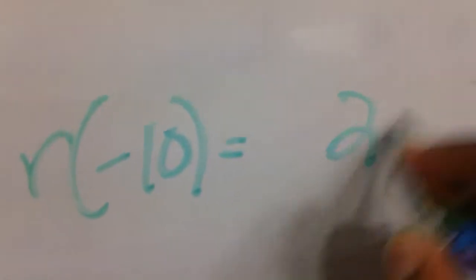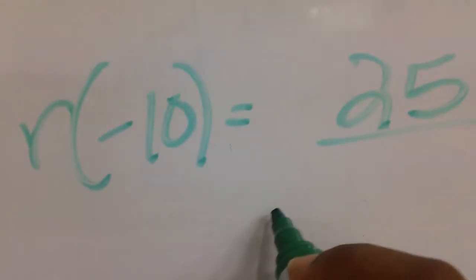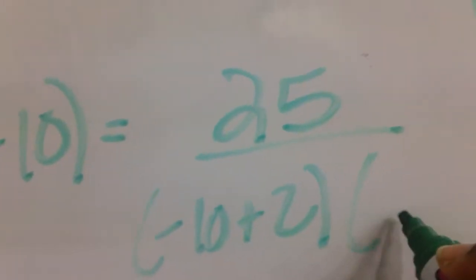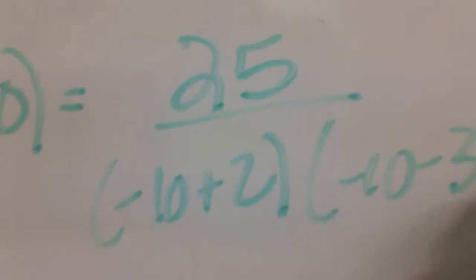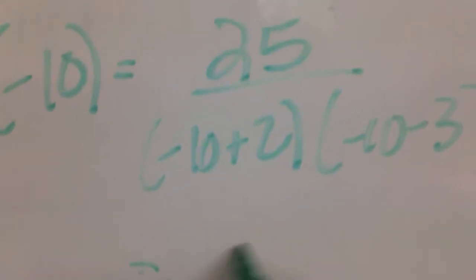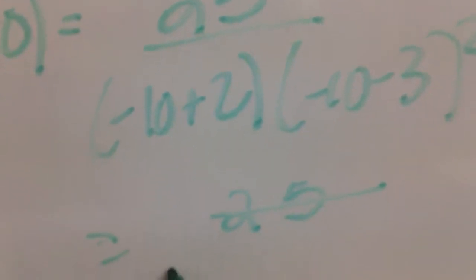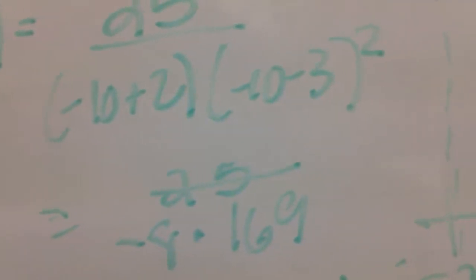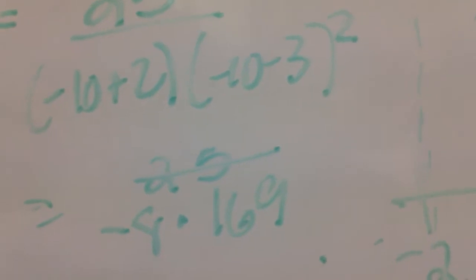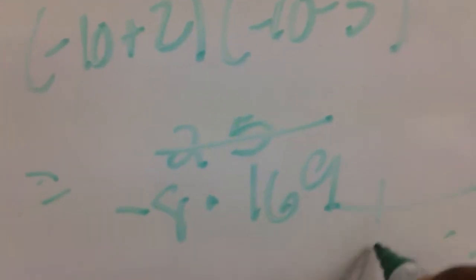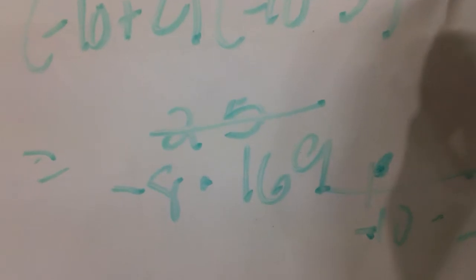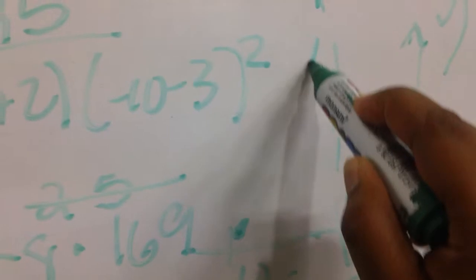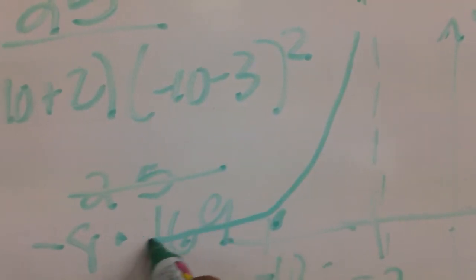For r, I still get 25 divided by negative 10 plus 2 times negative 10 minus 3 squared, which looks like 25 over negative 8 times 169. Okay, which means that it's a very small negative number. So here negative 10 is like some number right here. Well, because I have a vertical asymptote here and a horizontal asymptote here, my end behavior is going to look something like this.